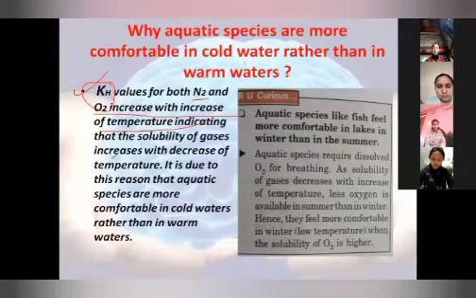The solubility of gas increases with the decrease in temperature. It is due to this that aquatic species are more comfortable in cold water rather than warm water. This is also an answer; it is given in your book.